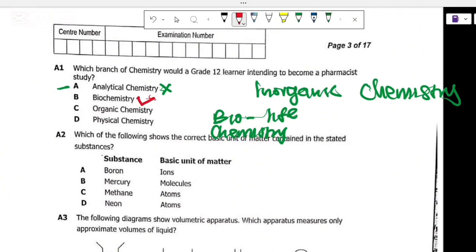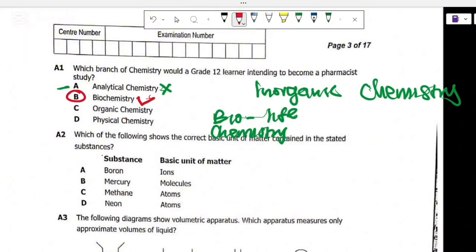because it deals with the human body itself, and then when the drug is administered, you're going to study also the processes through which it is going to go. That is essentially what pharmacy is all about. So answer choice B is the correct answer for this particular one.